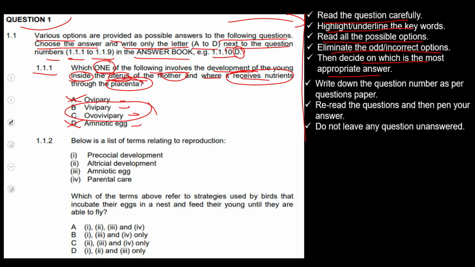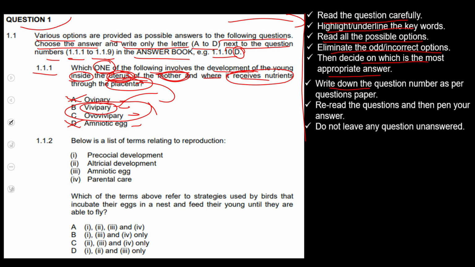And guys, we know that in vertebrate reproduction, it is the viviparous organisms that develop in the uterus of the mother, where they receive nutrients through the umbilical cord attached to the placenta.